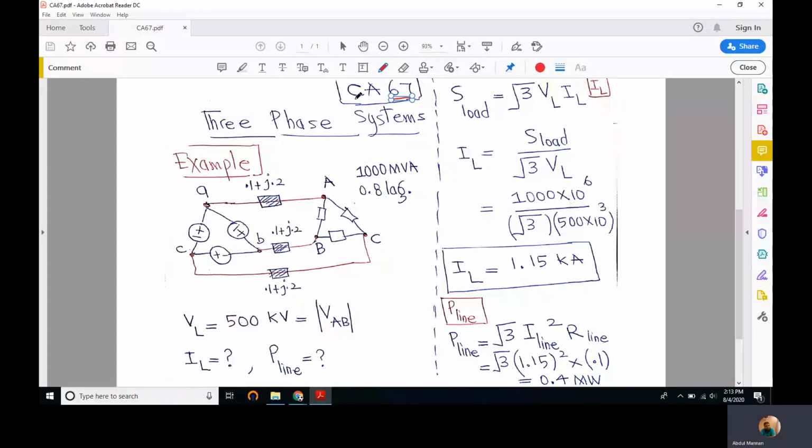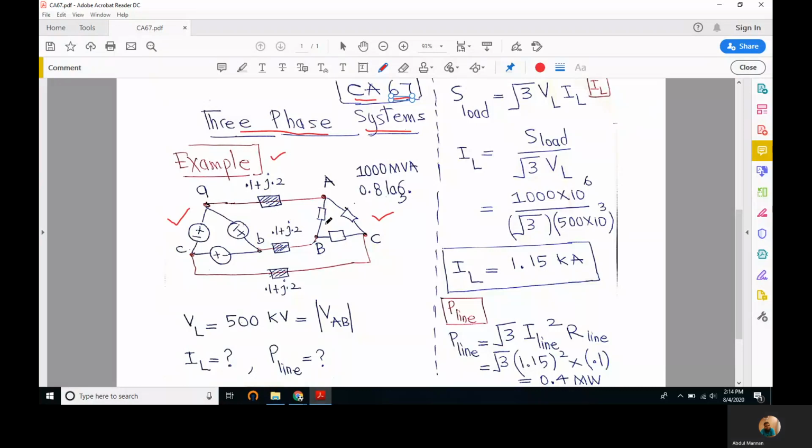Welcome to 67th lecture. We are studying circuit analysis and we are studying three-phase systems. In this lecture, we will solve an example where our delta connected source, it's a three-phase source, is driving our delta connected load.